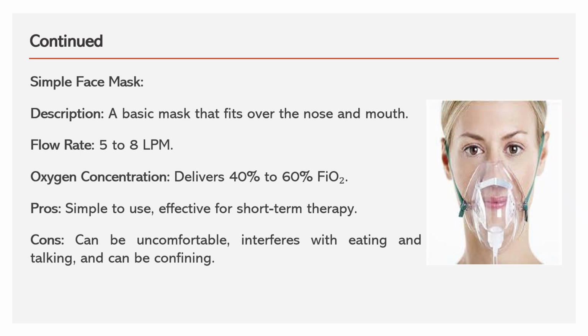Next is the simple face mask. A basic mask fits over the nose and mouth. The oxygen flow rate is 5 to 8 liters per minute. Oxygen concentration is 40 to 60% FiO2. It's simple to use and effective for short-term therapy. There are some drawbacks. It can interfere with the oxygen administration and it will be uncomfortable for a patient. While talking or eating, we need to remove it sometimes. So interruption can happen. This is the drawback of this equipment.